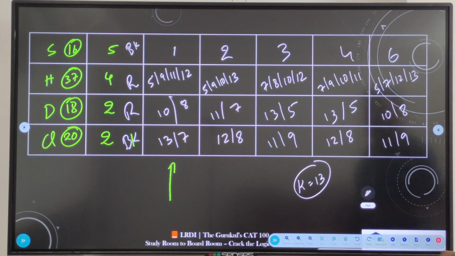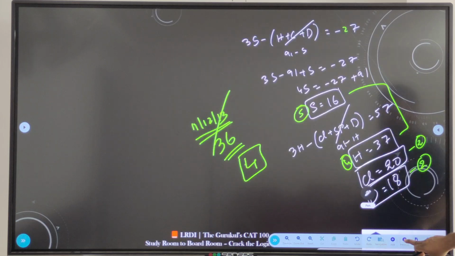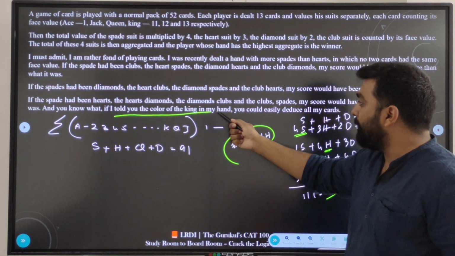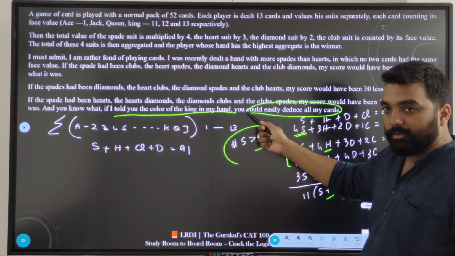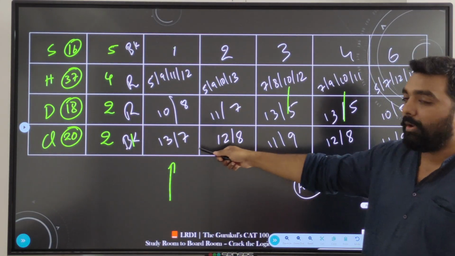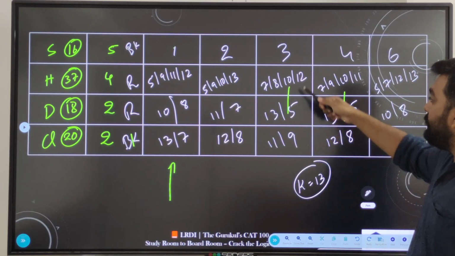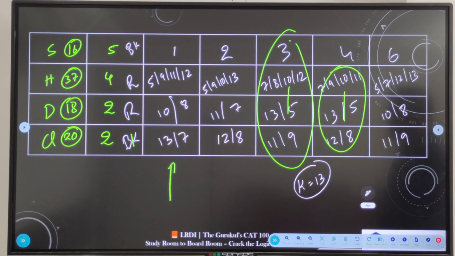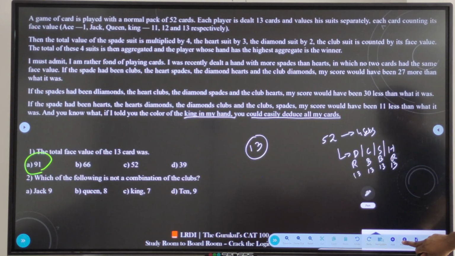If I say king is red, this is one possibility and this is another possibility. So you cannot come to a common conclusion, and you can't mark the answer directly. They did not tell me the color, red or black, but they clearly told us, if I told you the color of the king in my hand, you can easily deduce all my cards. You can easily deduce only when this is black. If it is red, you can't deduce. Either this can be the possibility or this can be the possibility.